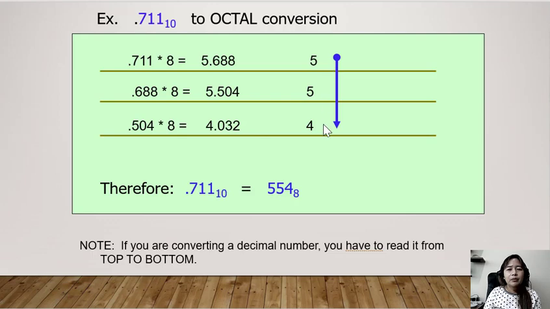And read it from top to bottom, not bottom up. Okay, so top to bottom, that would be 554. So the equivalent of 0.711 in decimal to octal is 554.